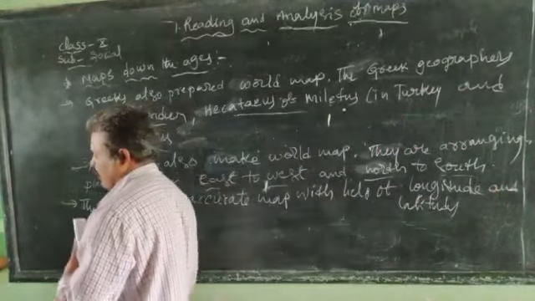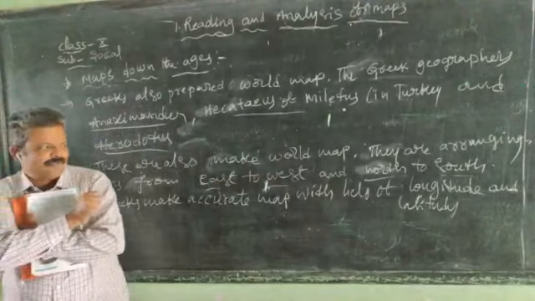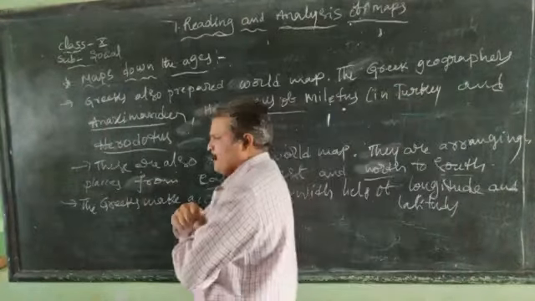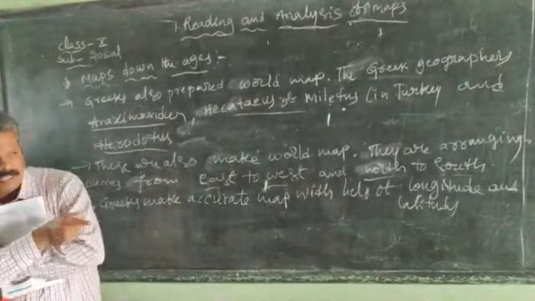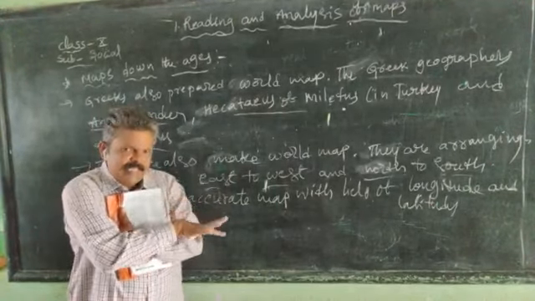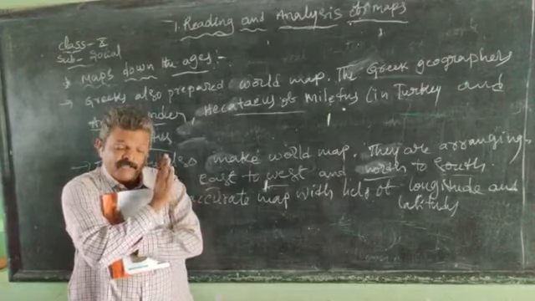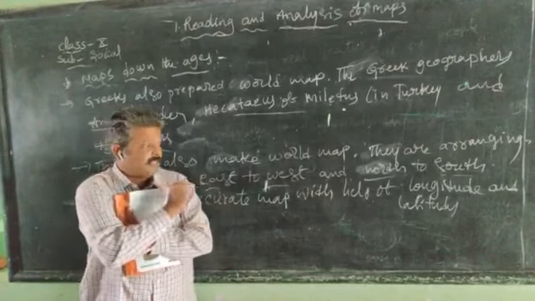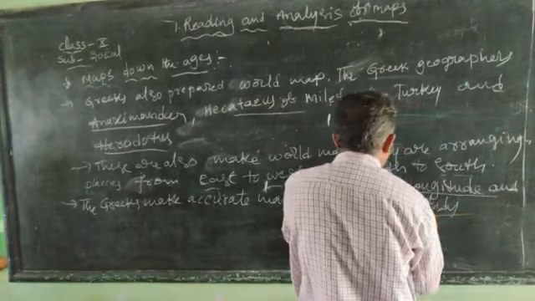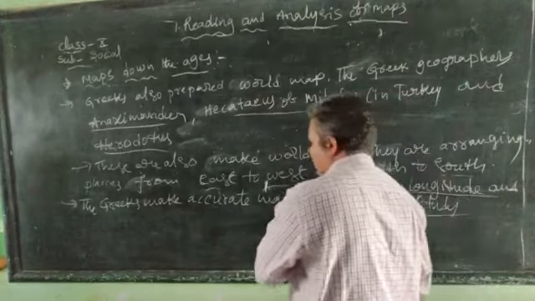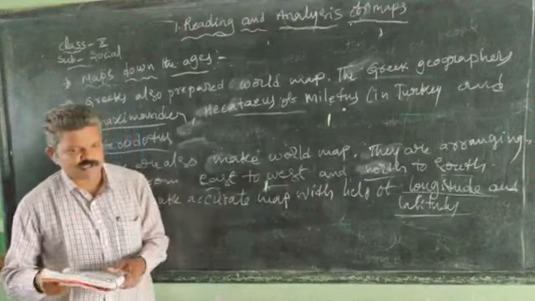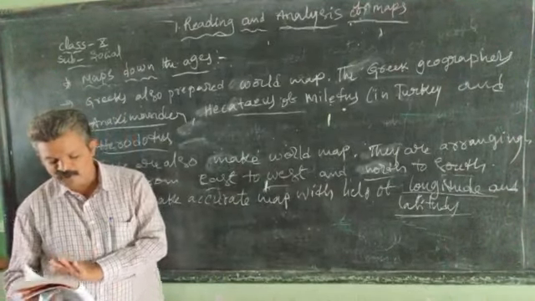In previous classes we learned about latitude and longitude. With them we can easily identify places on a map, locate places, and travel easily in the correct direction. That is the purpose. They mentioned longitudes on a globe and latitudes on a globe or maps. The Greeks also prepared them the same way.